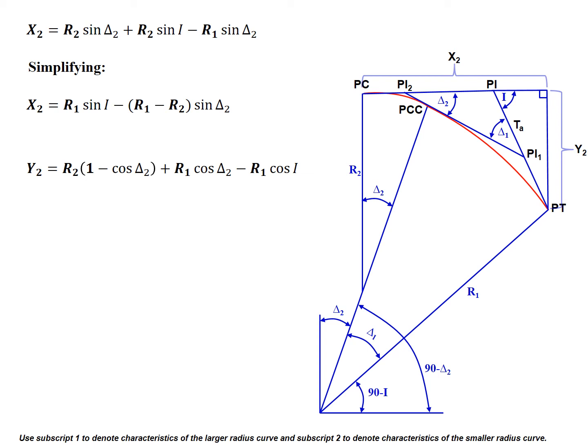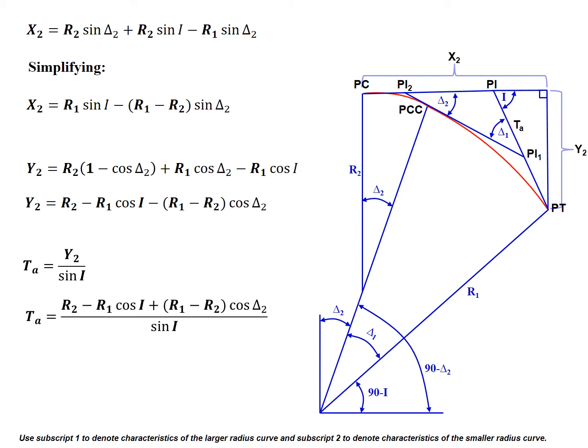Now solving for y2, which equals R2 times (1 minus the cosine of delta 2) plus R1 times the cosine of delta 2 minus R1 times the cosine of I, can be further simplified to y2 equals (R2 minus R1) times the cosine of I minus (R1 minus R2) times the cosine of delta 2. We know using our relationship here, geometrically, T sub a equals y2 divided by the sine of the intersecting angle I. So T sub a equals (R2 minus R1) times the cosine of I plus (R1 minus R2) times the cosine of delta 2, all divided by the sine of I.